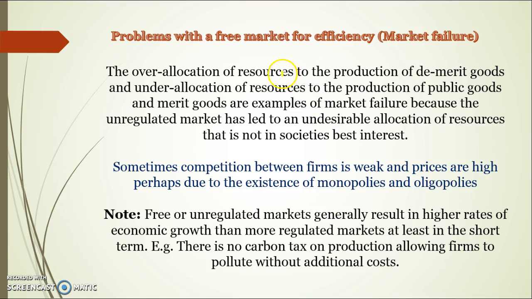Other problems, there's an over-allocation of resources to the production of demerit goods and under-allocation to public goods and merit goods because the unregulated market can lead to undesirable allocation of resources. Sometimes competition between firms can also be weak and prices can be quite high, particularly when there's monopolies or oligopolies. So sometimes that can lead to higher prices. Generally, unregulated markets lead to higher economic growth because there's no regulation stopping production, like carbon taxes and things like that, that make us less competitive, but they can have negative implications for efficiency as well.